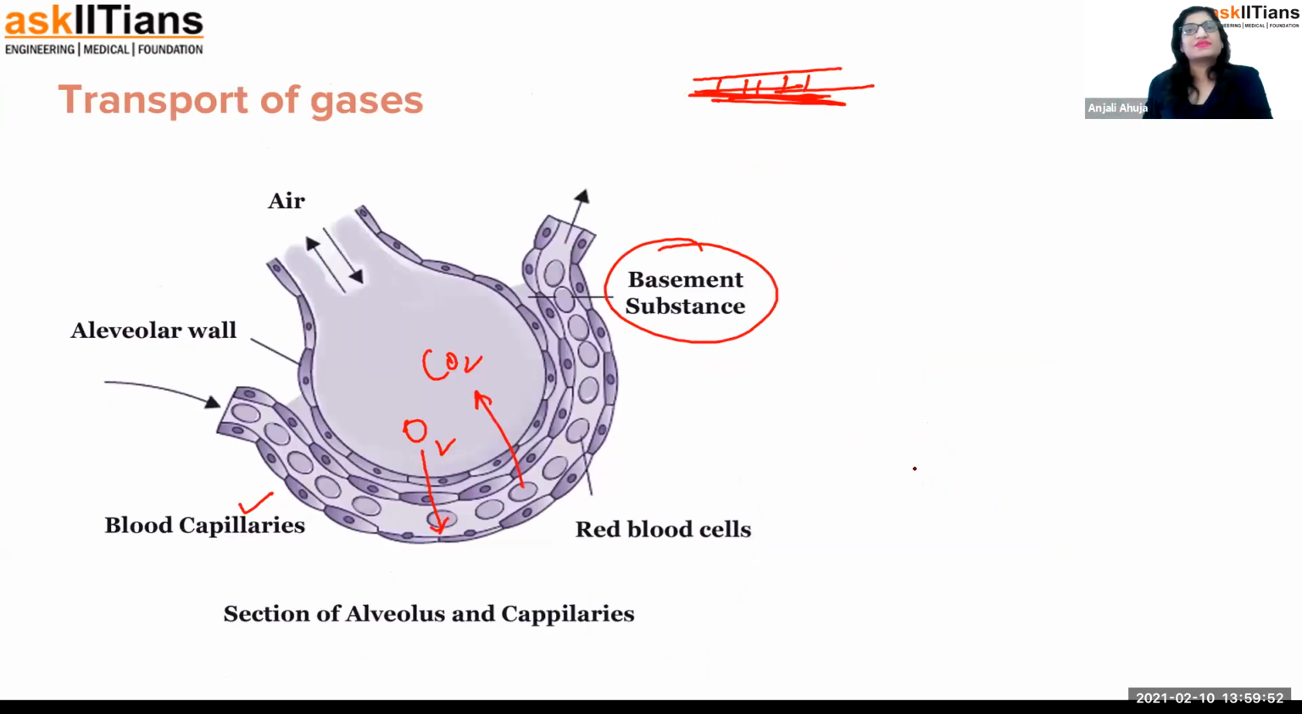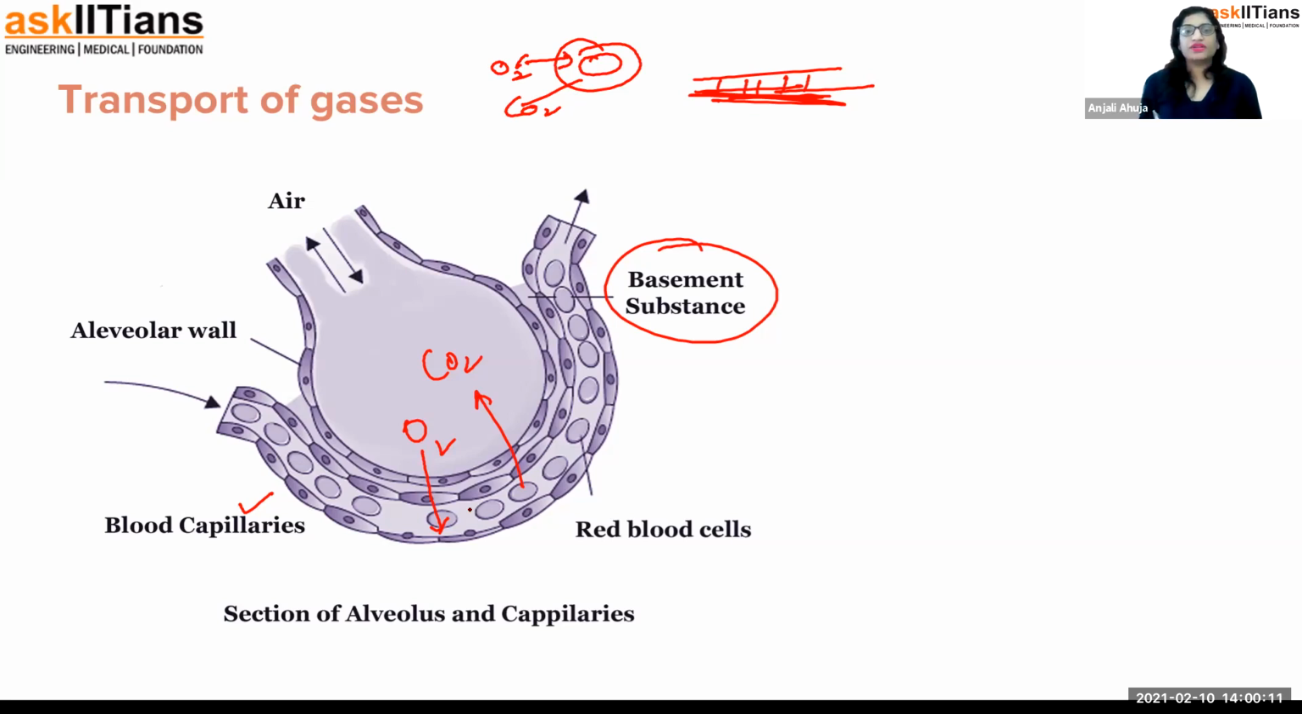The next one is transport of gases. I'm going to relate it further to the same diagram. Transport of gases means I have told you that in cellular respiration, oxygen will come into the cell and CO2 will exit, and in the mitochondria, all the reactions happen. How does oxygen come to the cell?